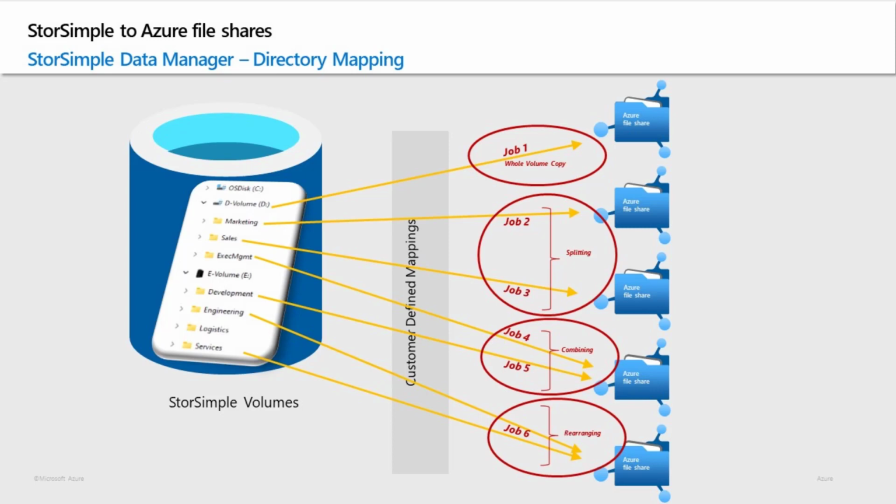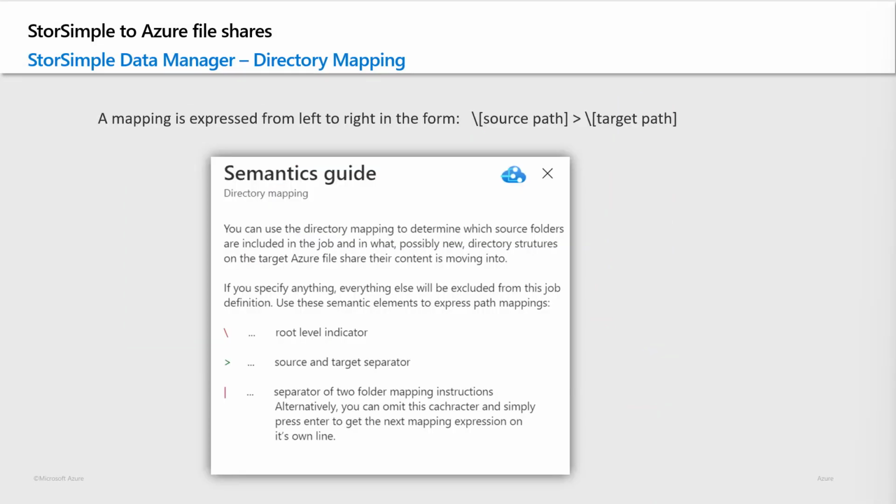Each job will have the same StorSimple volume, but a different Azure file share as a target. You then specify precisely which folders from the StorSimple volume need to be migrated to the specified file share by using the directory mapping section of the job creation form and following specific mapping semantics. A mapping is expressed from left to right in the form \source path > \target path, where \ is the root level indicator and > is the source to target mapping operator. In addition, you can use a horizontal bar to separate two folder mapping instructions, or you can simply put the next mapping instruction on its own new line.